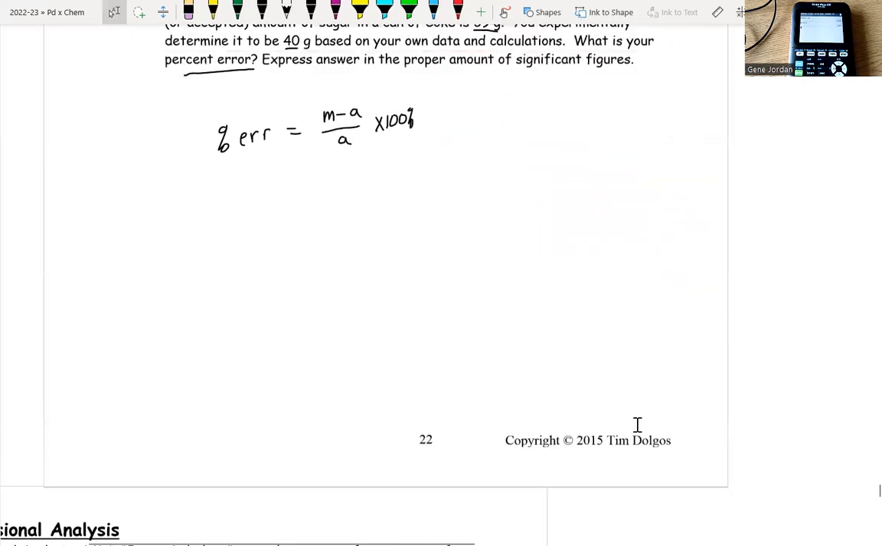All right, so now we have this. We just plug the values we know in. We say our measured value is 39. Our known value is 40. We divide it by the 40, and then we multiply by 100.